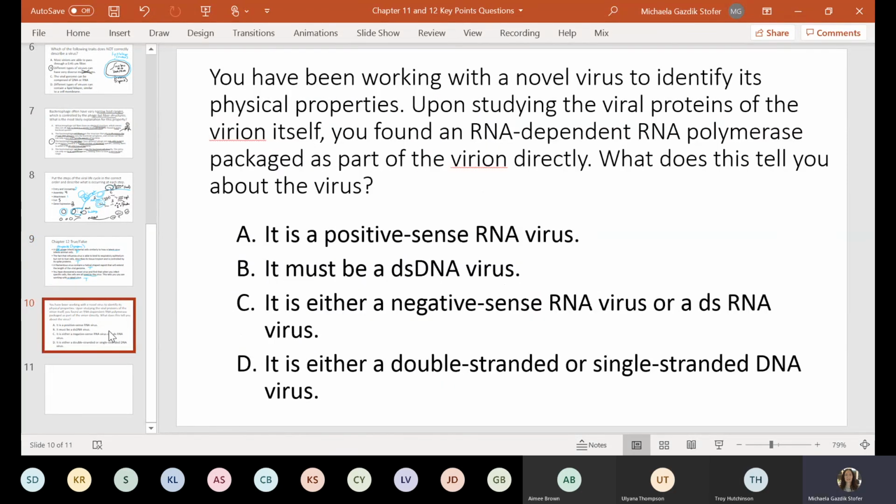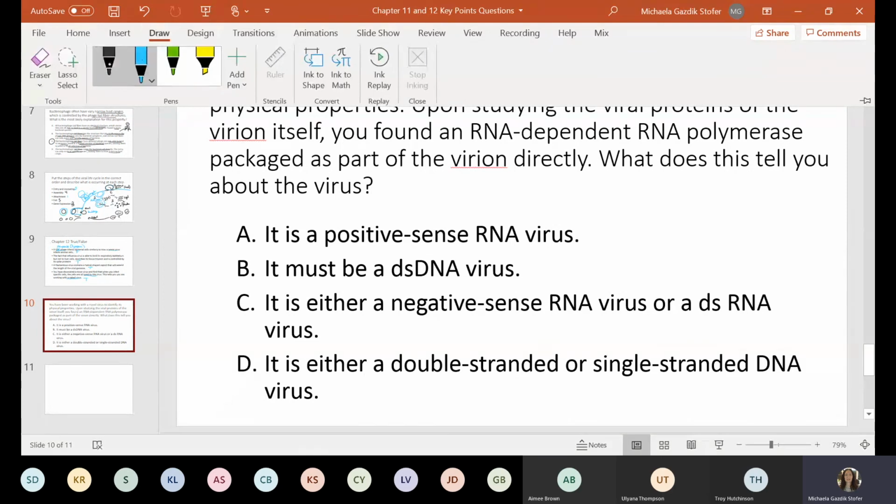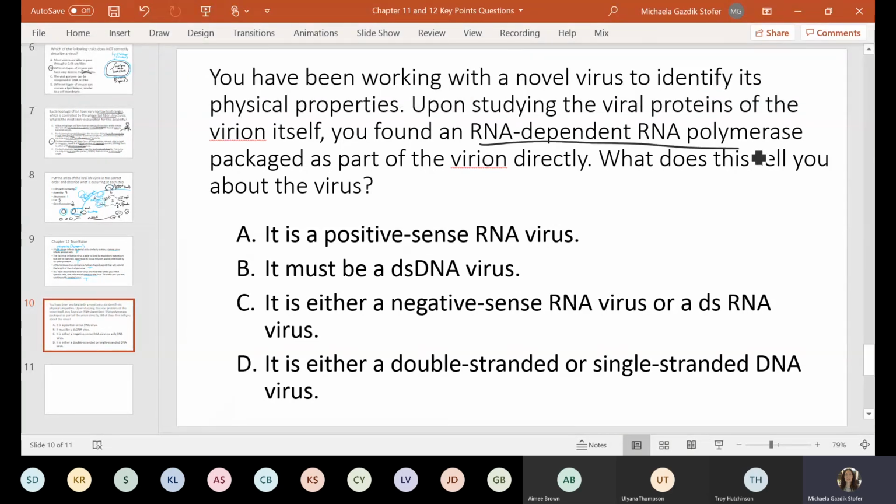Okay, now the last question. I saved it to the end because this tends to be where students end up with questions when we're looking at the viral chapter. So I'm going to have you answer this one in the chat. It says, you've been working with a novel virus to identify its physical properties. When you're studying the viral proteins in the virion itself, you found an RNA-dependent RNA polymerase as part of the virion, so packaged as part of the virus. What does this tell you about the virus?